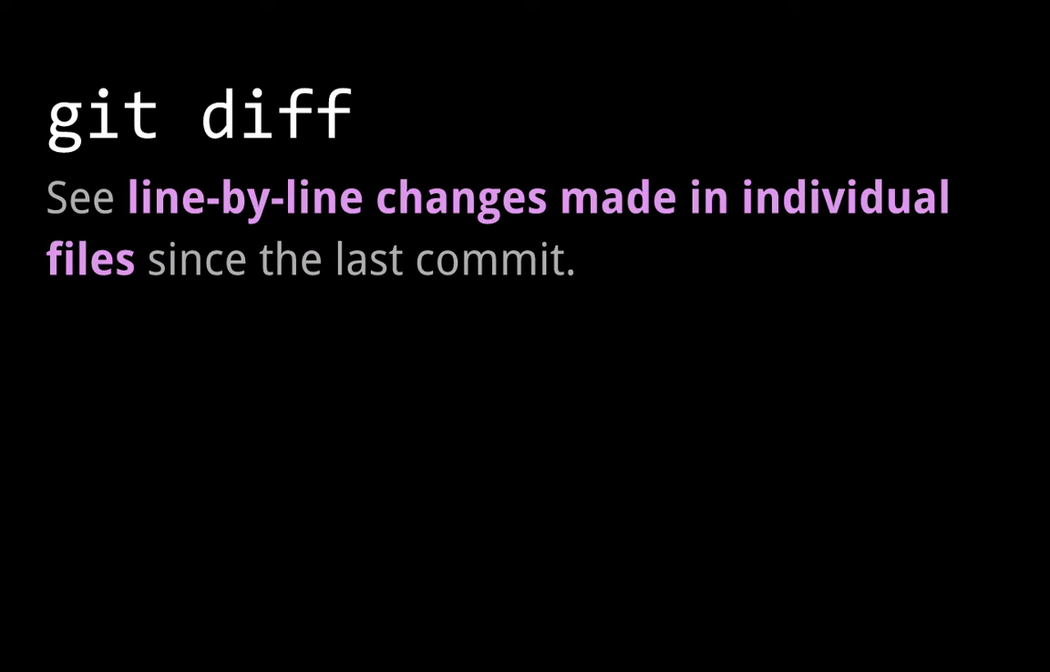Git diff allows the coder to see what changes they made to files in their local repo since their last commit. Git diff is similar to git status, except it shows differences between the last commit and the current version of the code line by line.